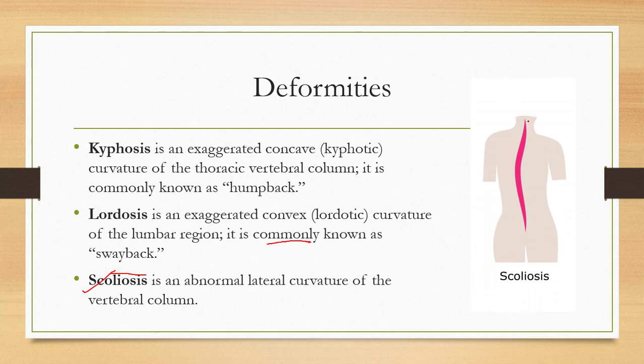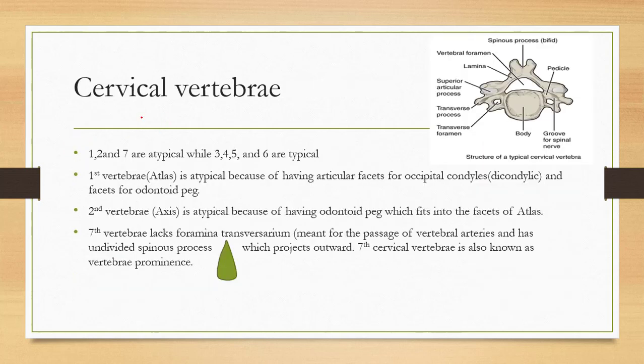And then there is scoliosis. So scoliosis is an abnormal lateral curvature of the vertebral column in which the spine becomes abnormally curved. So this is scoliosis. So there are three main deformities, and the one that is important for you is kyphosis.